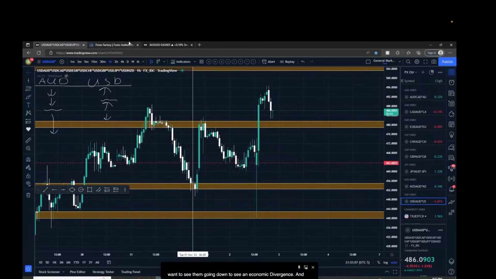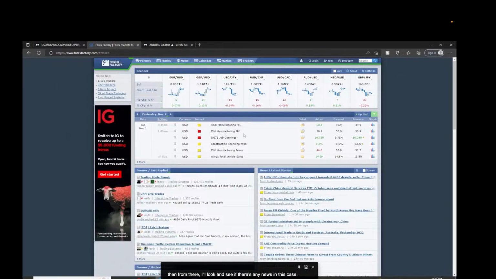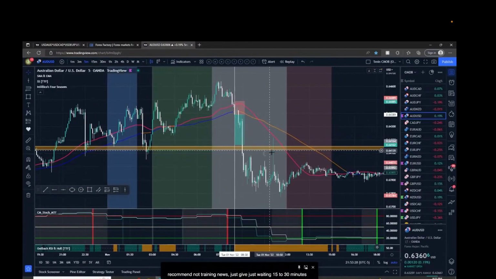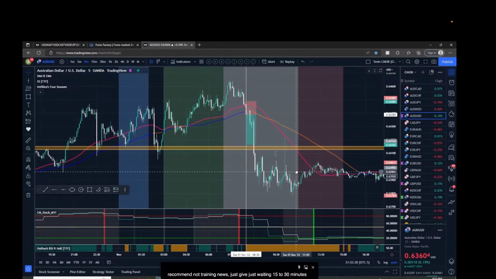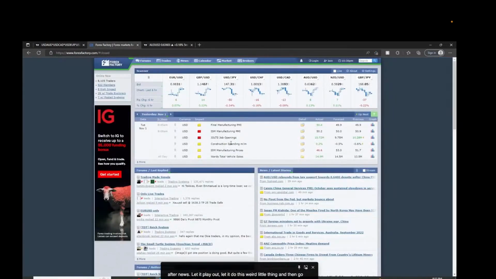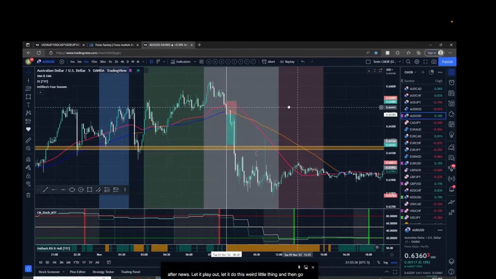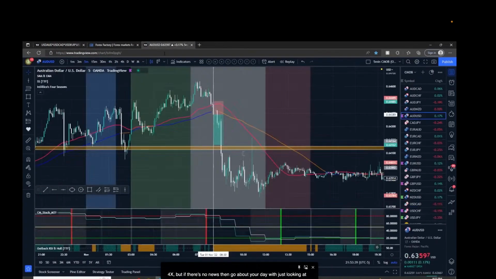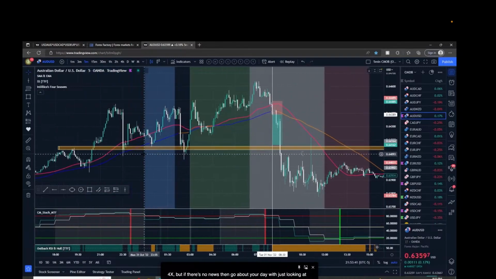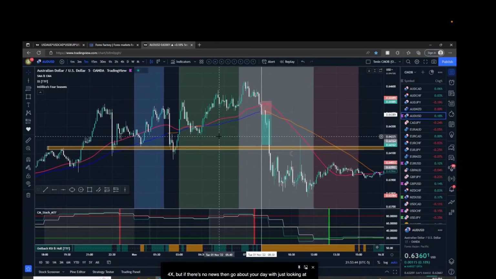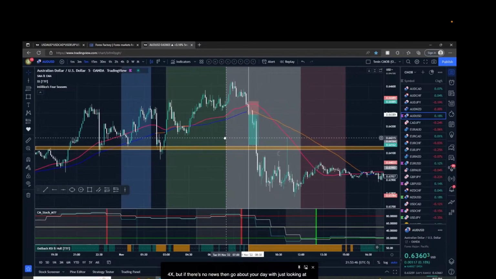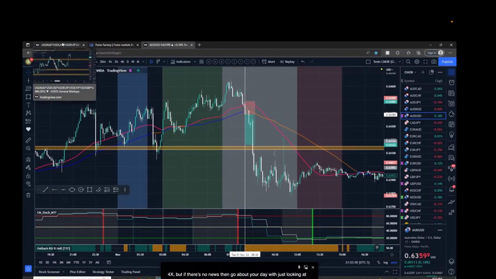And then from there, I'll look and see if there's any news. In this case, there was. If there is news, then form your bias on what you think could happen there. Ultimately, though, if you're a beginner, I recommend not trading the news. Just wait 15 to 30 minutes after the news. Let it play out, let it do this weird little thing, and then go about your day. Or just look at a different pair if you're trading Forex. But if there's no news, then go about your day just looking at the Forex ETFs and understanding a bias using price action, maybe even technical analysis on the Forex or indices pair or future, whatever you're trading as well. From there, I got my bias of economic divergence with the Forex ETFs.